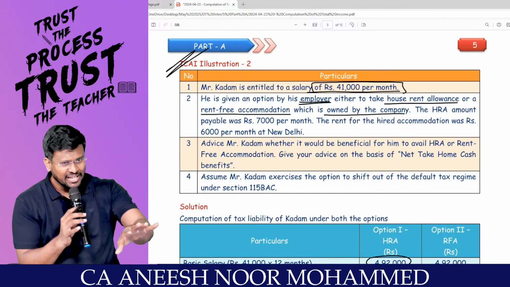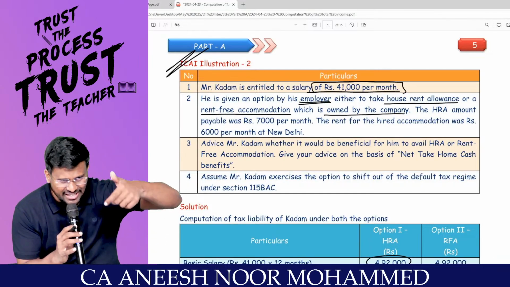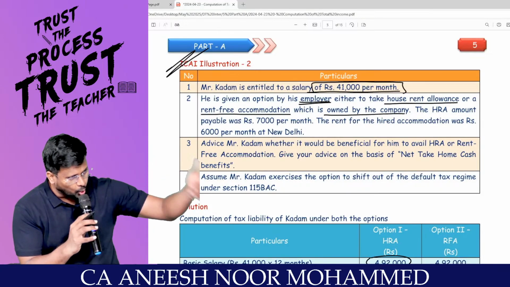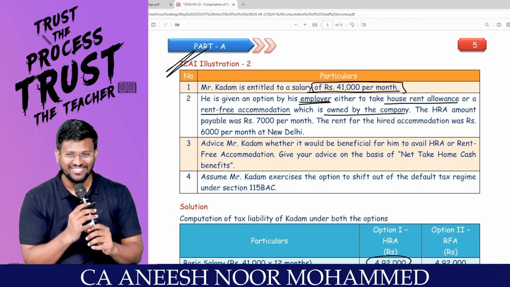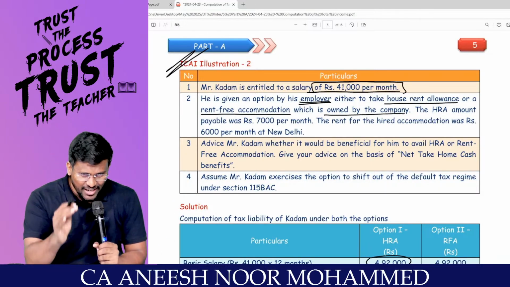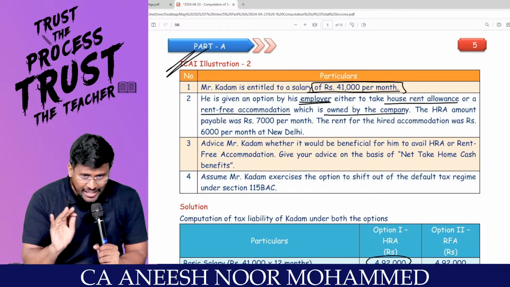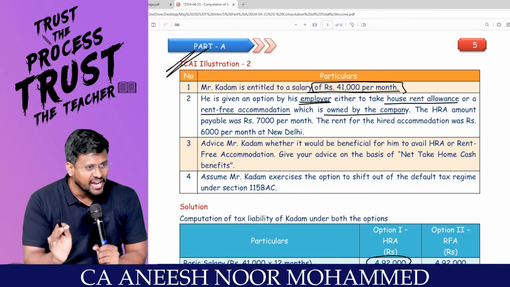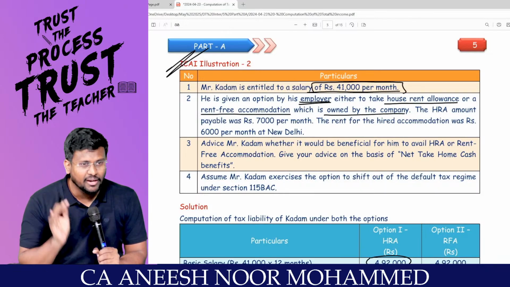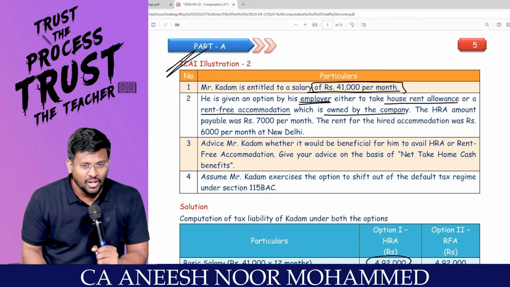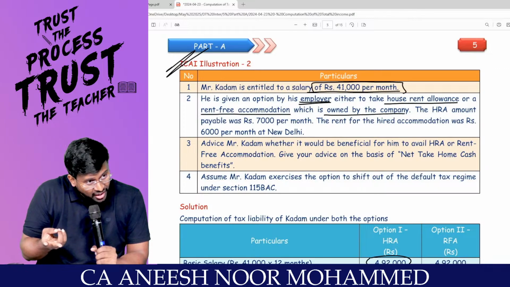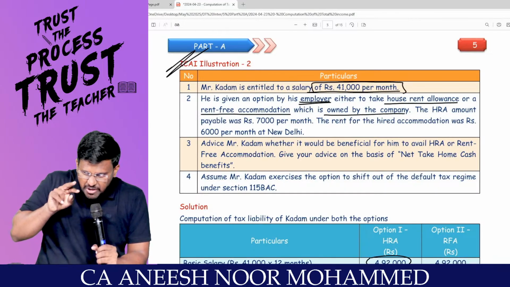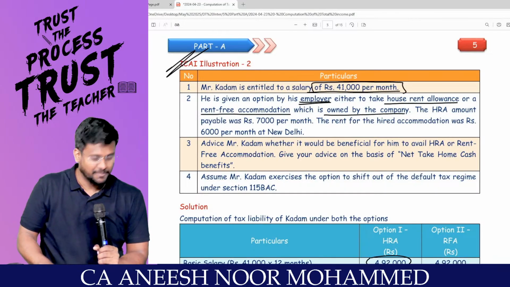He said that either I will give you HRA in cash. You find out the home. Sir, you live in that home. The second one, I will not pay you HRA. You just come and stay in the RFA, rent-free accommodation. Understanding? Now the employee has to choose: RFA or HRA? There is going to be a fight between RFA and HRA.